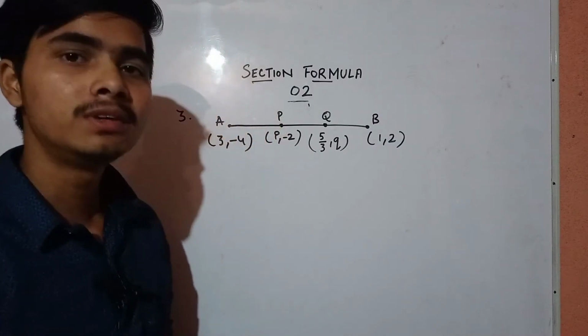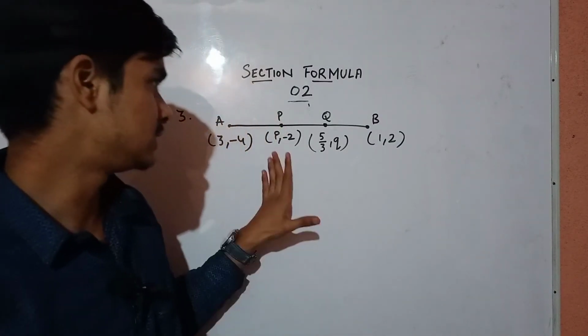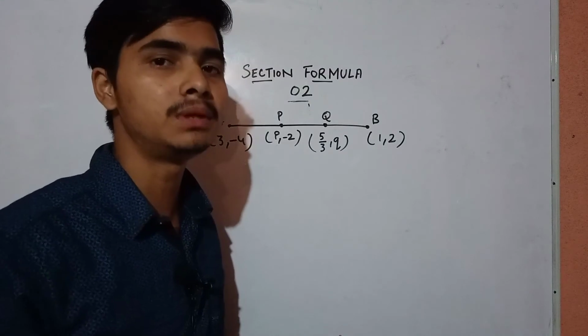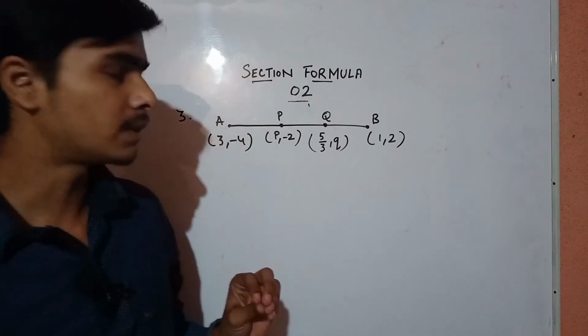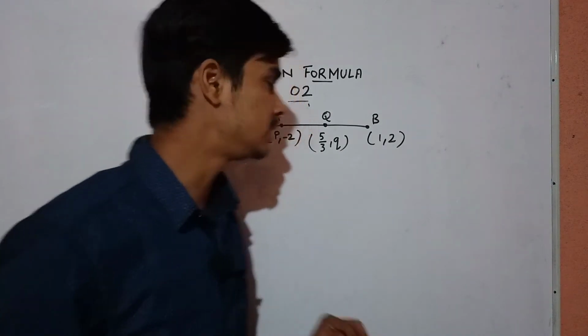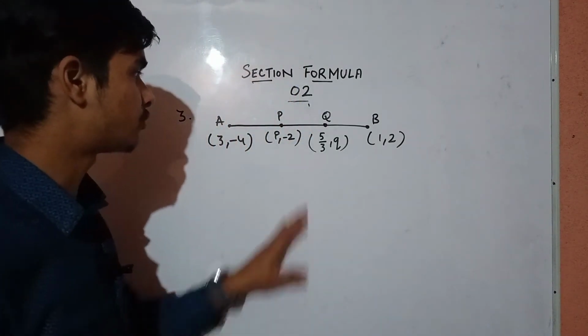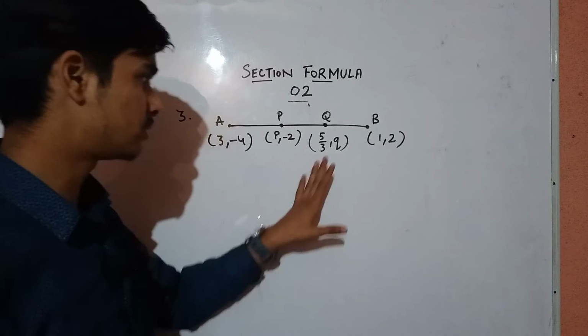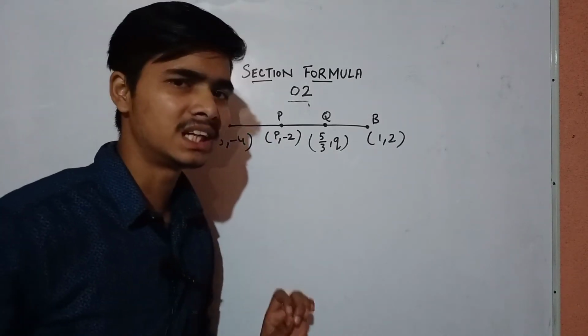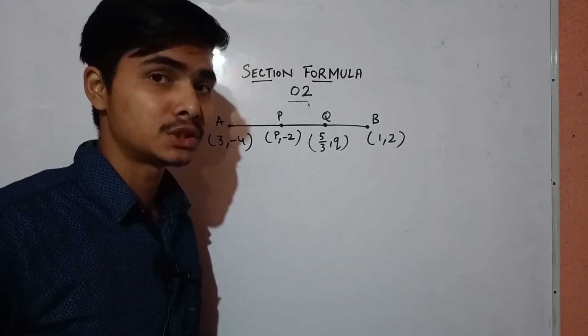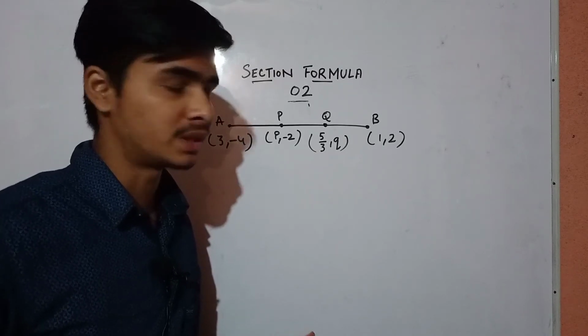Why? Because we have not been given that these points are in the middle of this line or something like that. Okay, so we need to apply the section formula to find out not the coordinate but the values of p and q. One more thing is that we have not been given the ratio.